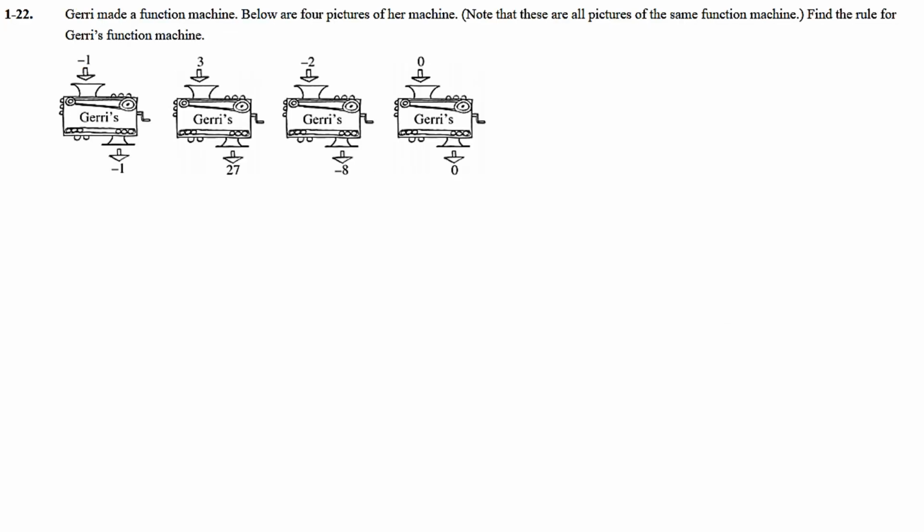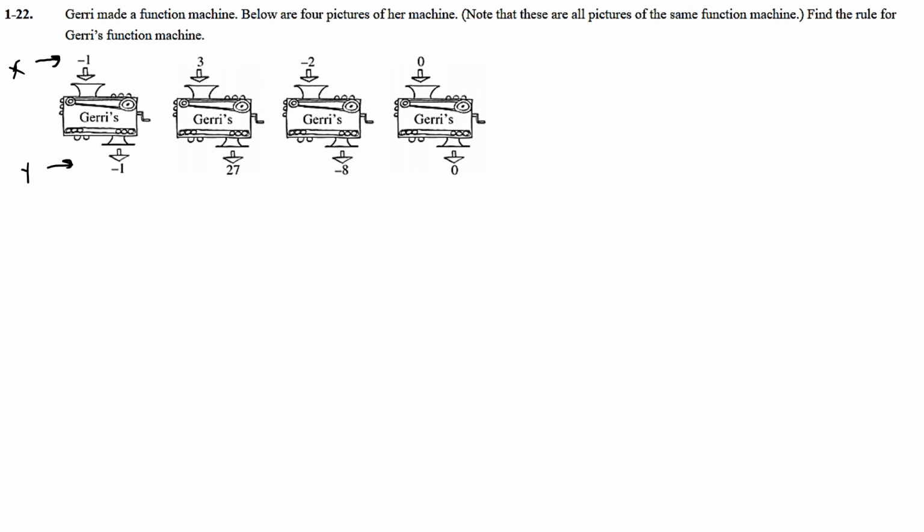So the solutions are x can be positive root 7 or the negative square root of 7. Okay, 22. Jerry made a function machine. Below are her 4 pictures of her machine. So you know inputs are on the top, so these are the x's. The bottoms are the y's. So based on that, let's see if we can determine a relationship between them.